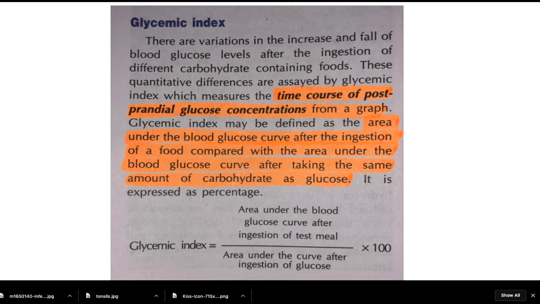So next, again, these questions were given far back in your NEET exam, that is glycemic index.